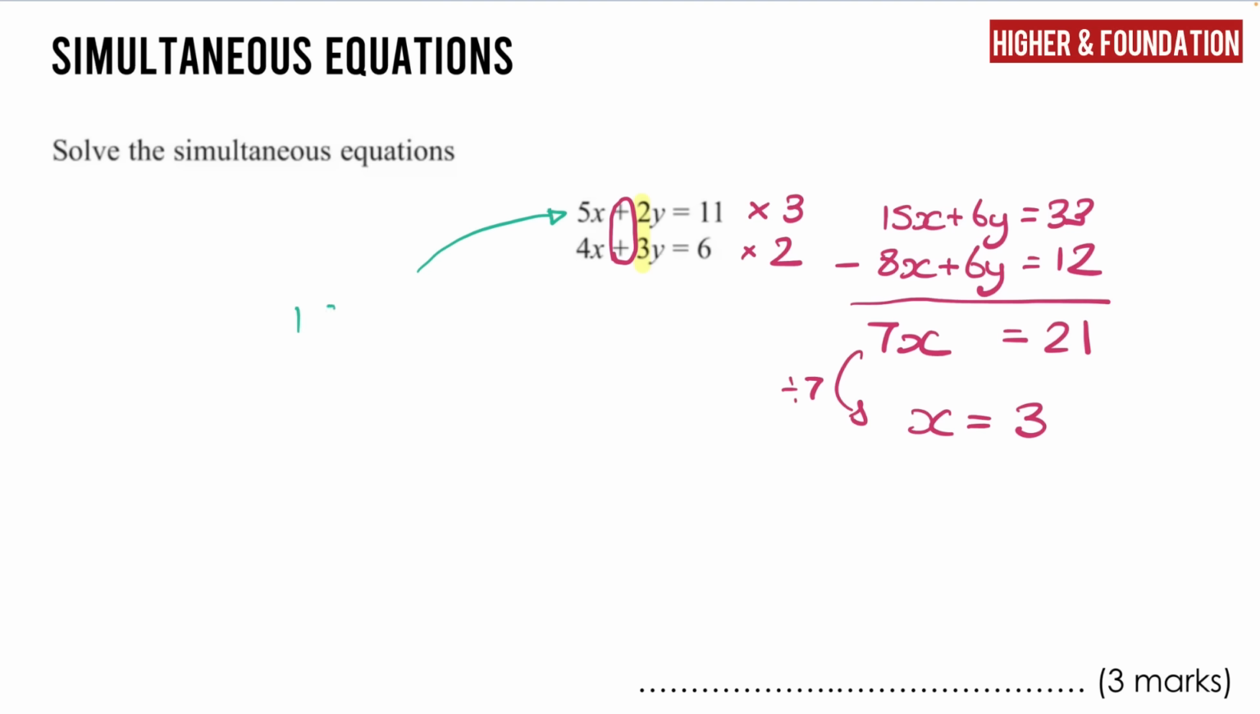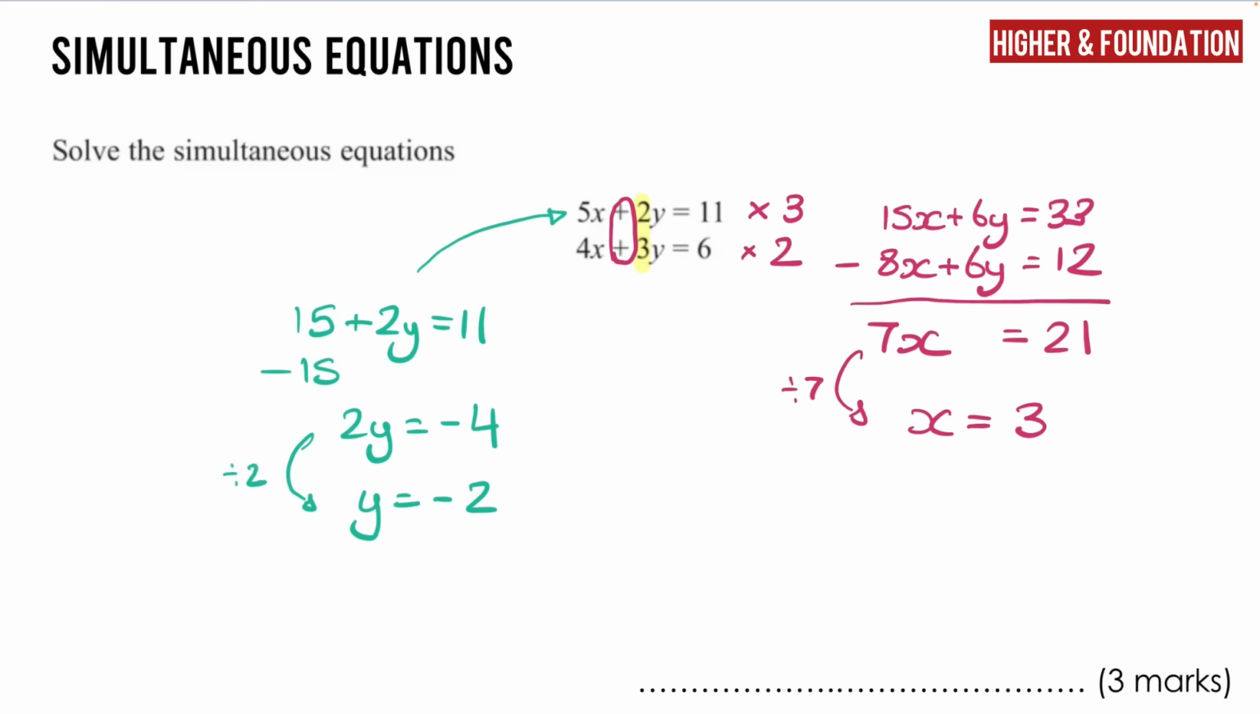But if we substitute it into the first one, we get 15 plus 2y is equal to 11. I can now subtract 15, which gives me 2y is equal to, and 11 take away 15 does give us a negative, we get negative 4, and when we divide that by 2, we get y is equal to negative 2. And there we go, there is our simultaneous equation. I want to write down both the answers, so x equals 3, and y is equal to negative 2. And there we go, there is a simultaneous equation.